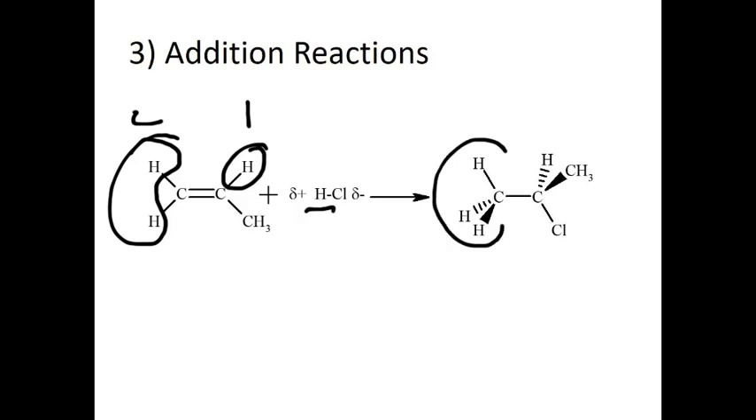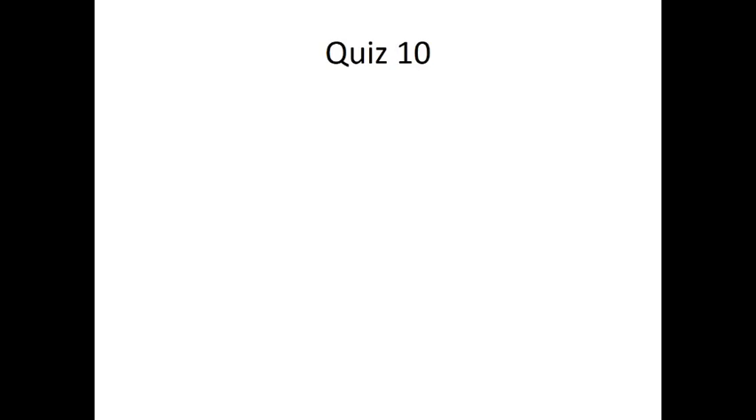So now how many H's are attached to this carbon? 3. And how many are attached to that carbon? Still 1. Yes? Markovnikov's rule. The Russians. They want to make the rich richer. Yes. So there we go. All right, and that brings us up to where we are here.